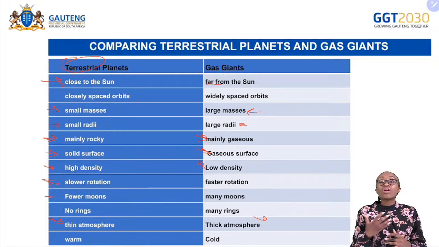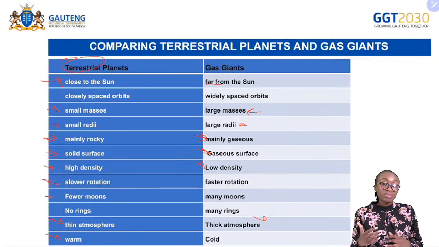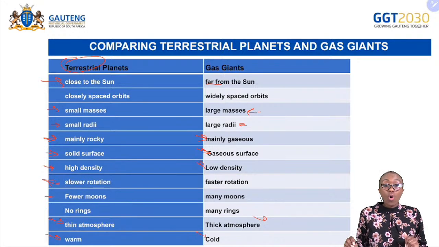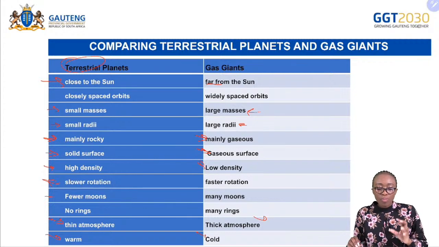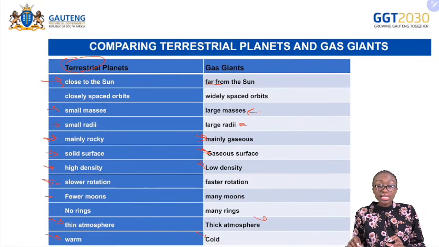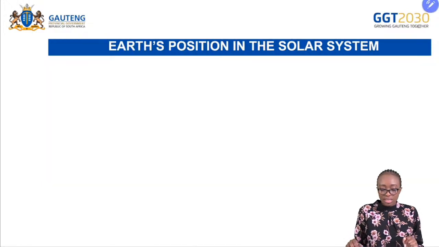And then in general, the terrestrial planets are warmer because of their proximity to the sun, whereas the gas giants are cold. So those are the comparisons between the terrestrial planets and the gas giants. Now let's talk more about the objects around the sun.